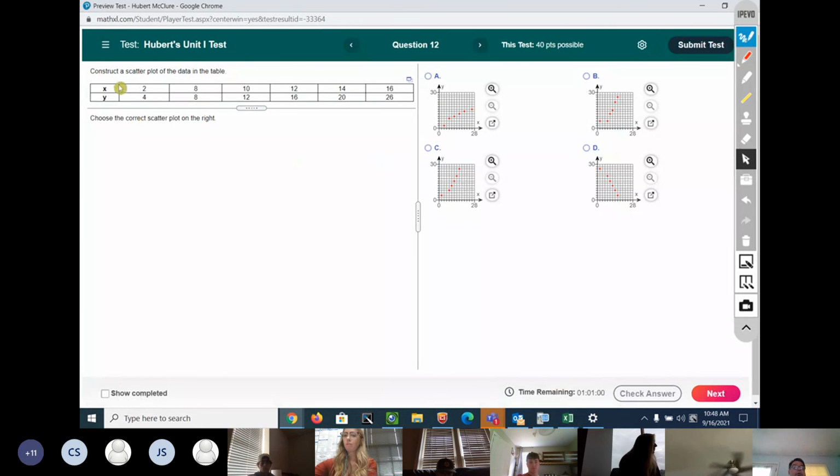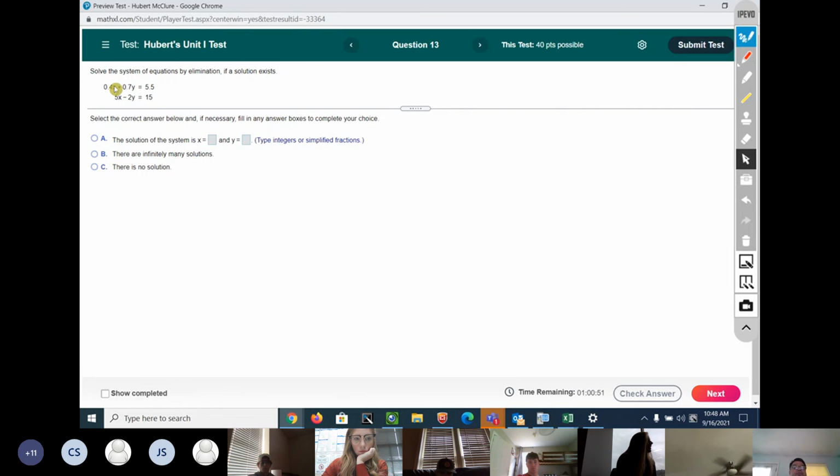And this one is construct a scatter plot. That is technology. We just did those in the homework. Solve systems of equations. I would multiply through by 10 and clear that top one. You don't have to multiply the bottom one. It ain't broke. The top one I would clear and multiply by 10. And that would be 4x plus 7y is equal to 55. That's what I would do on that one.